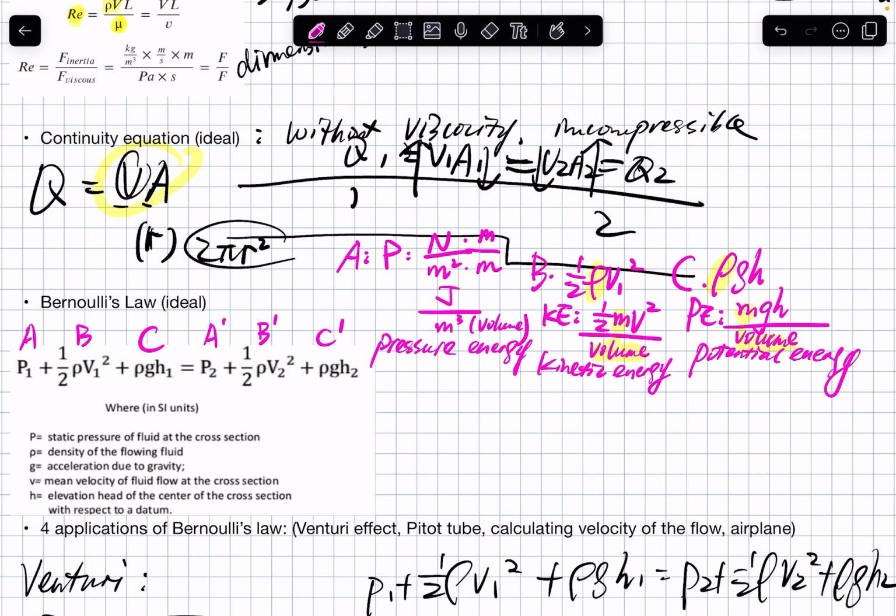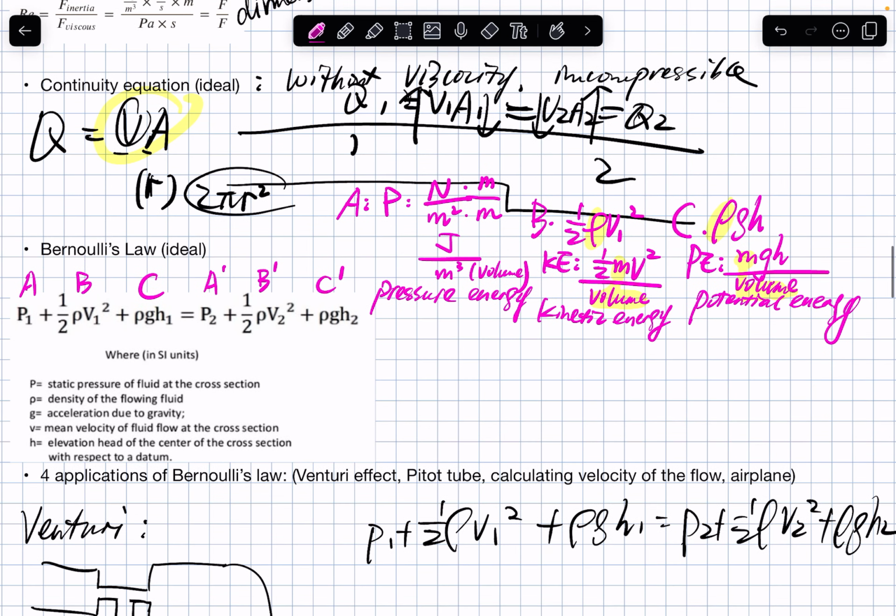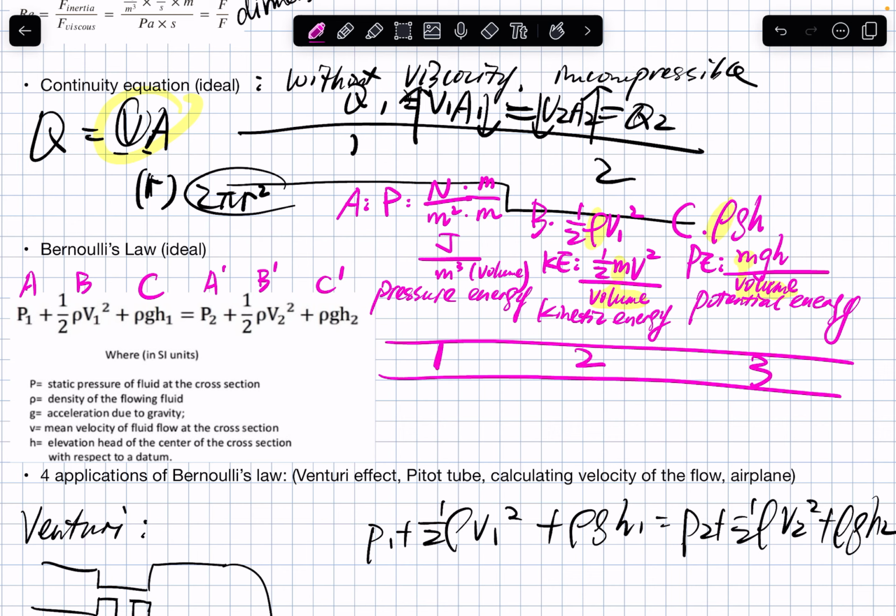So all terms, A, B, and C, are some sort of energy. And if I have this tube here, with point 1, point 2, and point 3, then point 1 is really A, B, C, all three energies, because energy is conserved at point 1, point 2, and point 3. It's conserved all the way.